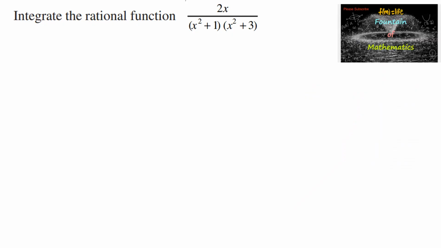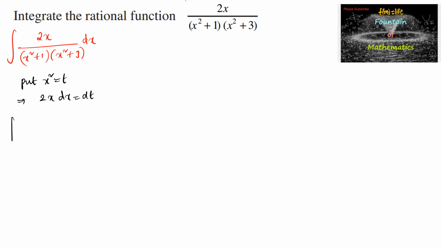Integrate the rational function 2x upon x square plus 1 into x square plus 3 dx. Here we can go by substitution method. Put x square is equal to t, so that differentiating, 2x into dx is equal to dt. So we can write the integral dt divided by t plus 1 into t plus 3. And here the difference between t plus 1 and t plus 3 is 2. So let us multiply and divide with 2.